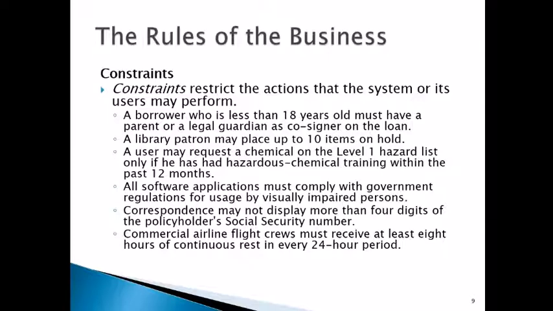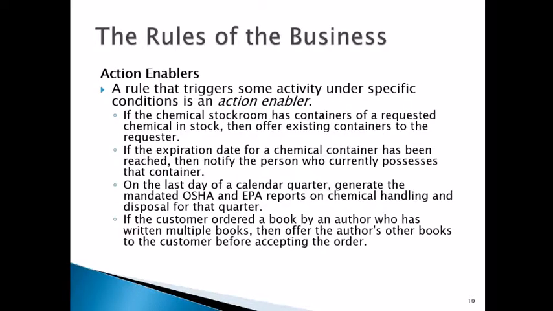So commercial airline flight crews must receive at least 8 hours of continuous rest in every 24-hour period. So these are the constraints: since the last time they flew, they must have 8 hours of sleep or rest within 24 hours. So these are the constraints that will apply through that system, not necessarily in the computer system but with the business rules and from human enforcement as well.